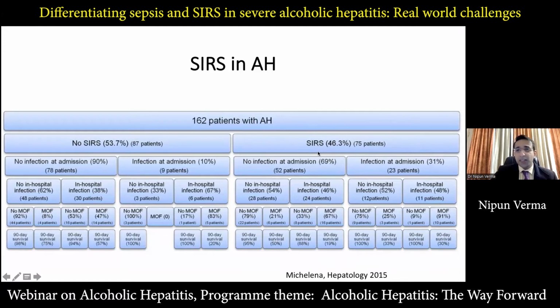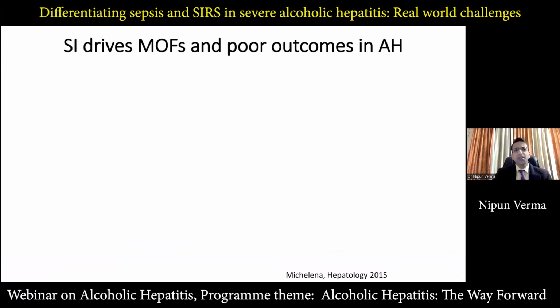But 70% of patients were not identified to have any infection. And in this group of patients where there was no demonstrable infection, the possibilities of occult infection or sterile inflammation because of DAMPs were considered. So what was the significance of this systemic inflammation?